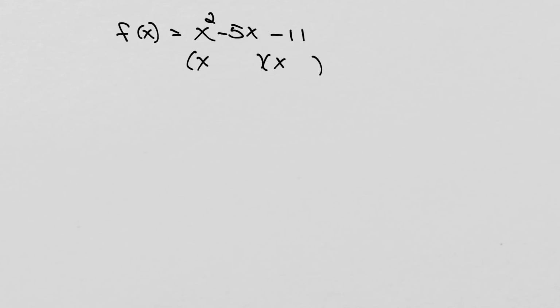Let's try one more of these. Actually, we're going to try two more. What if I had f of x equals, how about x squared minus 5x, how about minus 11? No matter how we try to factor this one, we just cannot find a good way to do that. In which case, the only way we really have right now is with the quadratic formula.